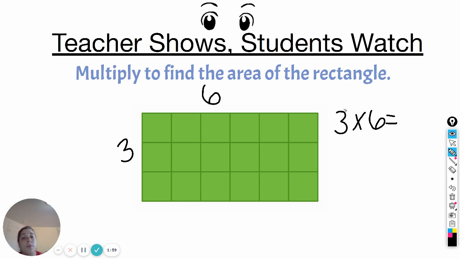So what we can do is we can count by 3s or we can count by 6s. I'm going to count by 6s 3 times. 6, 12, 18. So 3 times 6 is 18, which means the area of this rectangle is 18 square units.